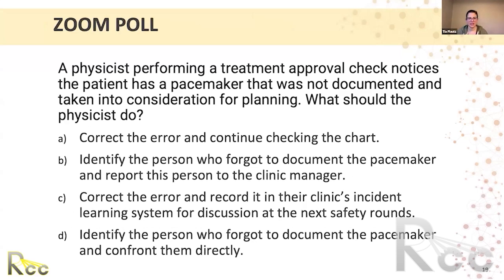All right, so here's our second question. A physicist performing a treatment approval check notices that the patient has a pacemaker that was not documented and taken into consideration for planning. What should the physicist do? A, correct the error and continue checking the chart. B, identify the person who forgot to document the pacemaker and report this person to the clinic manager. C, correct the error and record it in the clinic's incident learning system for discussion at the next safety rounds. Or D, identify the person who forgot to document the pacemaker and confront them directly.